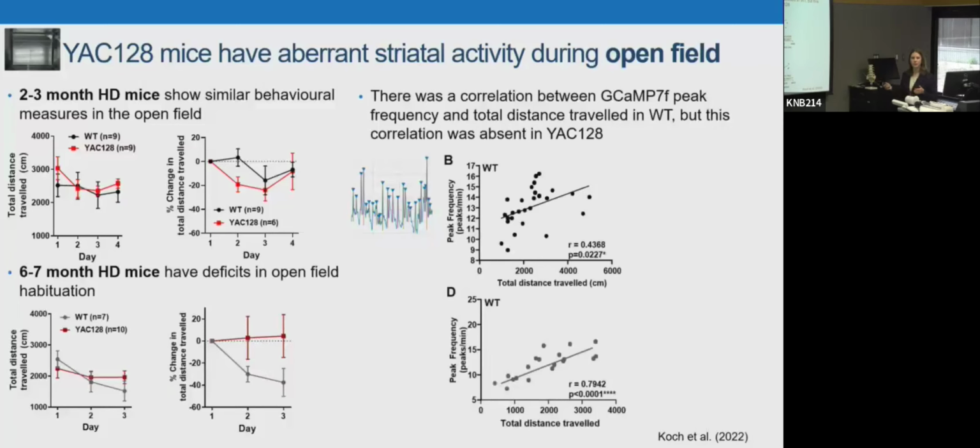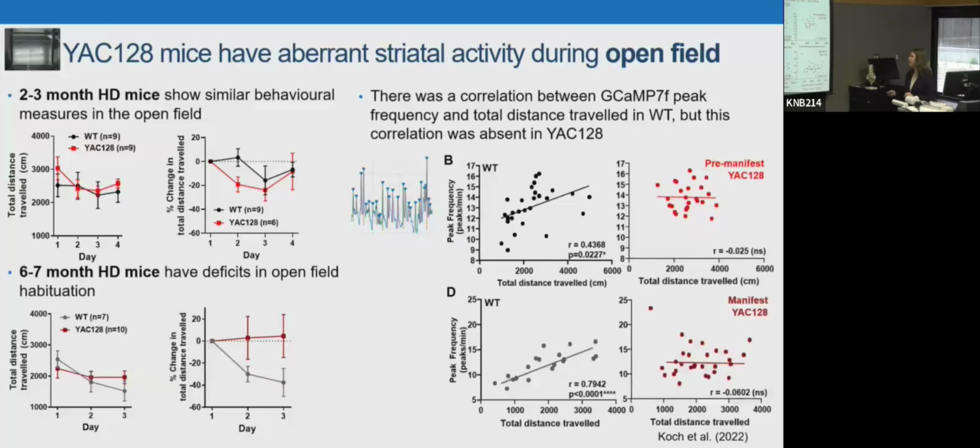Since the striatum is important for movement, it makes sense that more neural activity would correlate with more traveling around the open field. This was in both the young and the older wild type mice. But then interestingly, in the YAC128 mice, I didn't find this correlation. So even if it didn't matter how much they were traveling, it didn't correlate with the neural activity in the striatum when we look at it this way. So there's, again, some kind of disconnect between the activity in the striatum and the behavior that we're seeing. And this is both the young and the old mice.